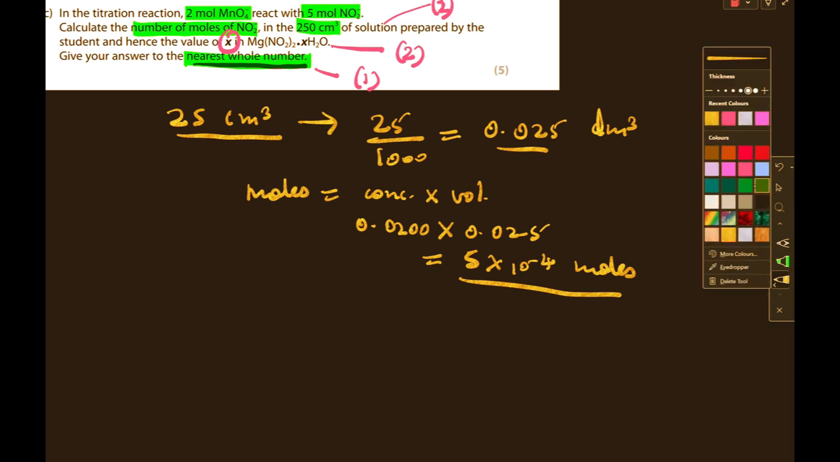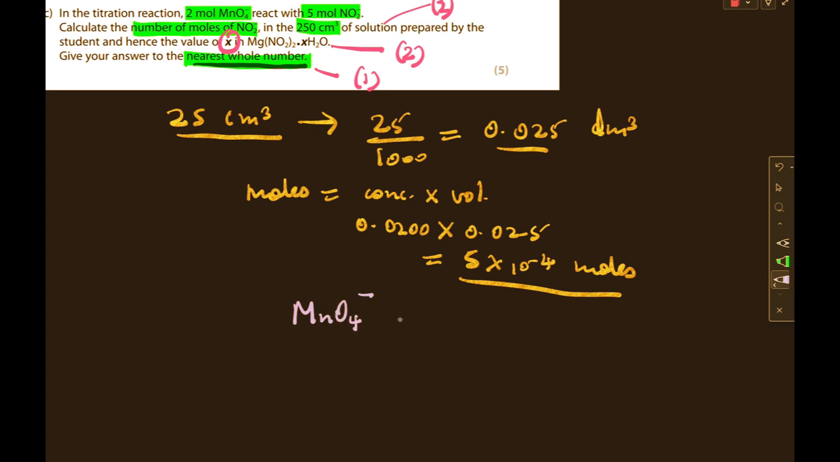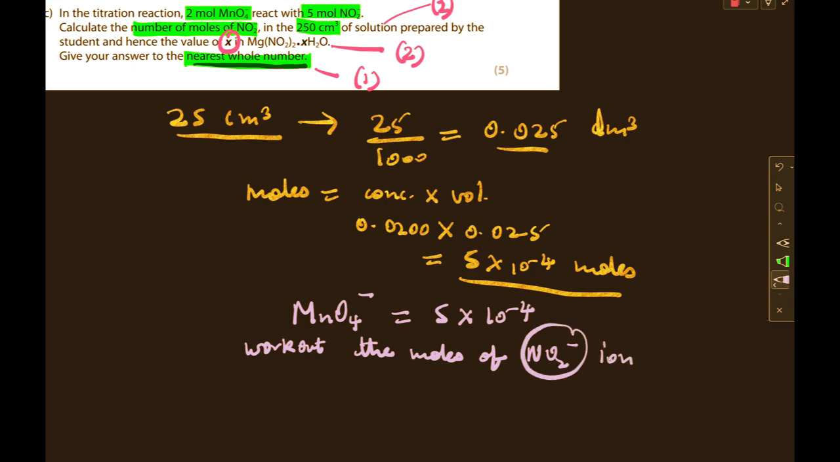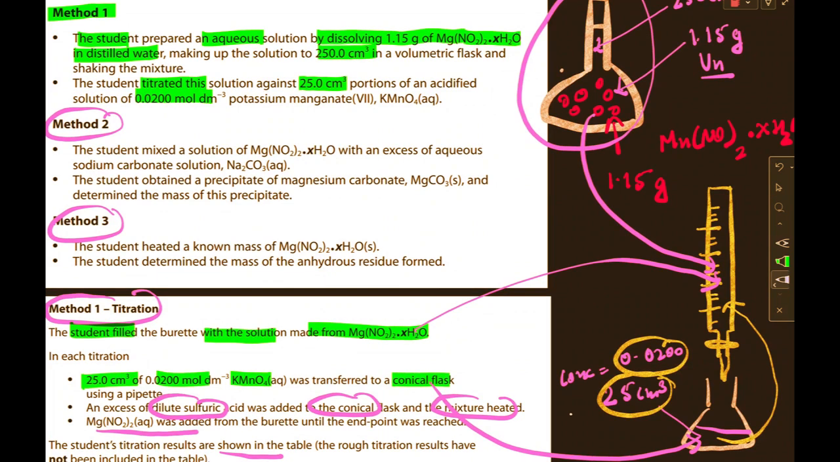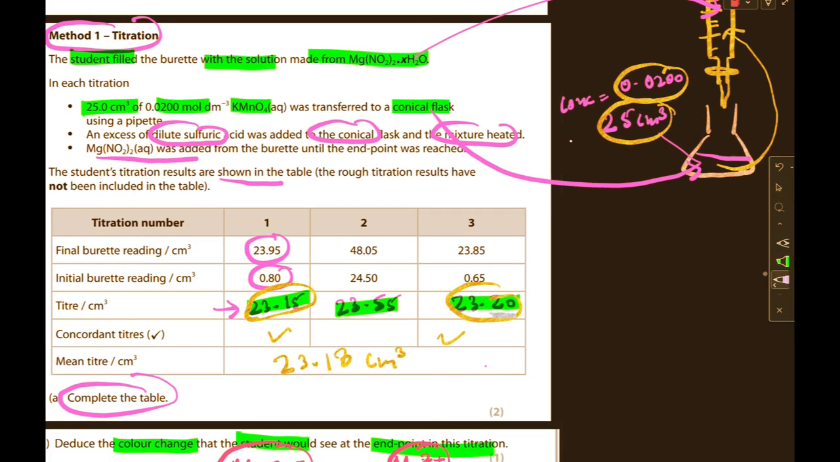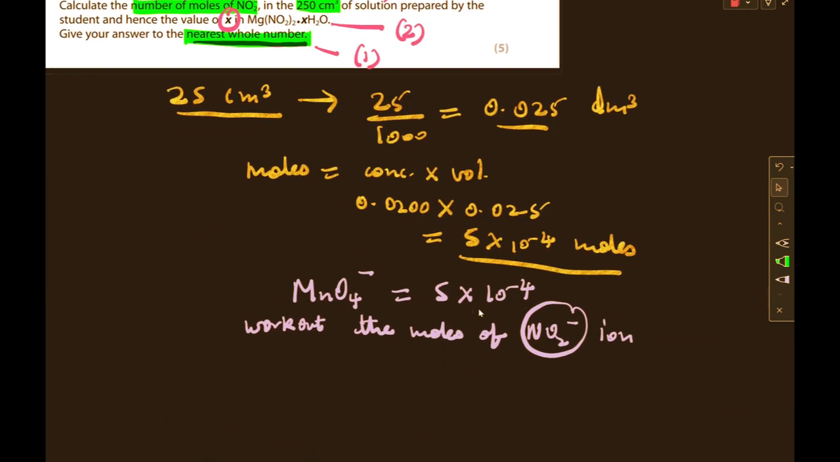Once you've got that, you can just write down clearly first that my MnO₄⁻ ions were 5 into 10 to the power minus 4. Use these moles now to work out the moles of NO₂⁻ ions. Now if you go back to the picture again, this is what my aim is. That's been used from the burette, and the burette reading is here. This is my burette reading, and that's what my nitrite ion will be coming from. So what I will do is this.